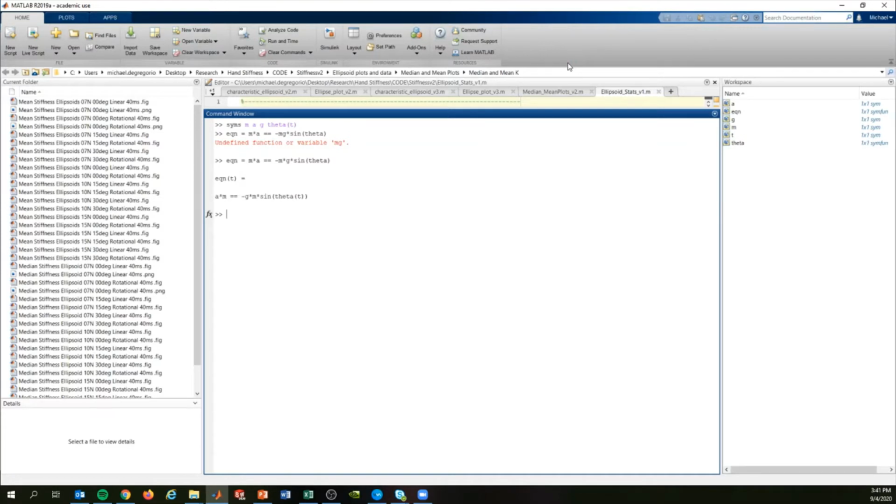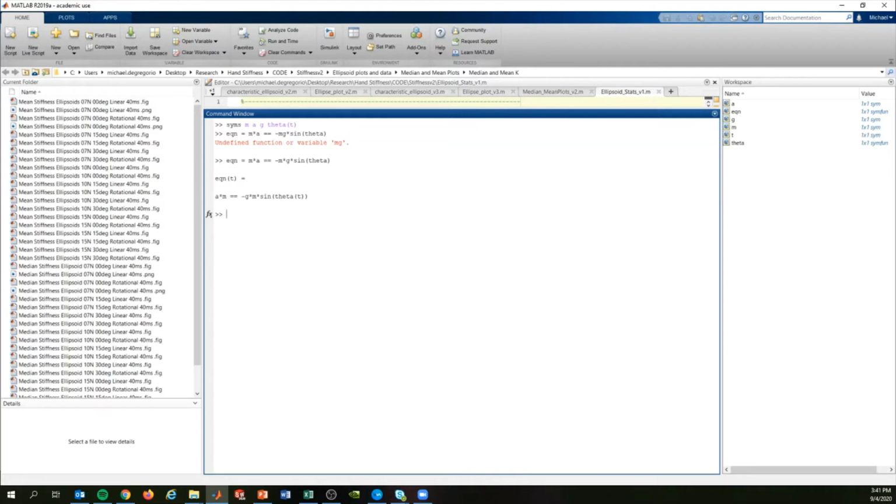But you can see here what we have, right? We've got a times m, so the acceleration times the mass, equation of t is equal to negative gm sine theta of t. All right, so that's what we get after we create our linearized model. Well, it's almost linearized, right? But that's our general model.